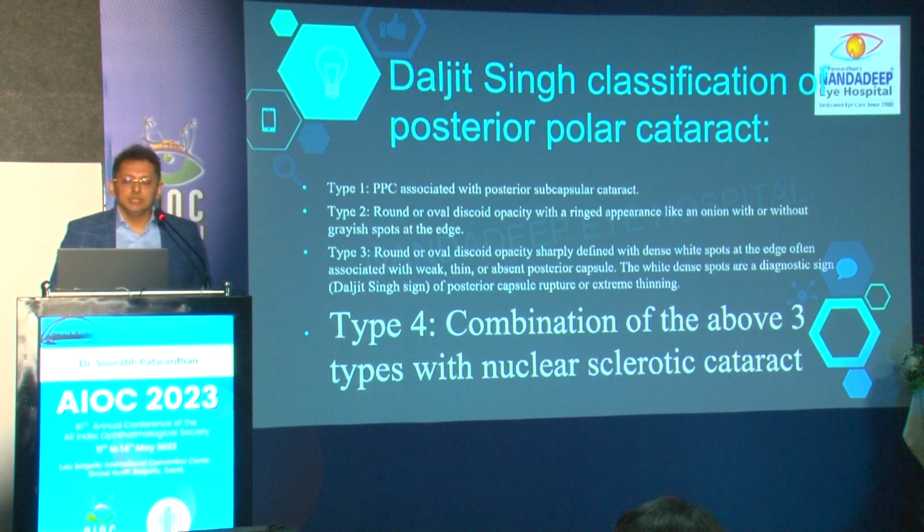In this study, we use the Daljit Singh classification of posterior polar cataract, where types 1, 2, and 3 show different characteristics of posterior polar cataract. But in this study, we have included type 4, which is a combination of different signs along with nuclear sclerotic cataract.